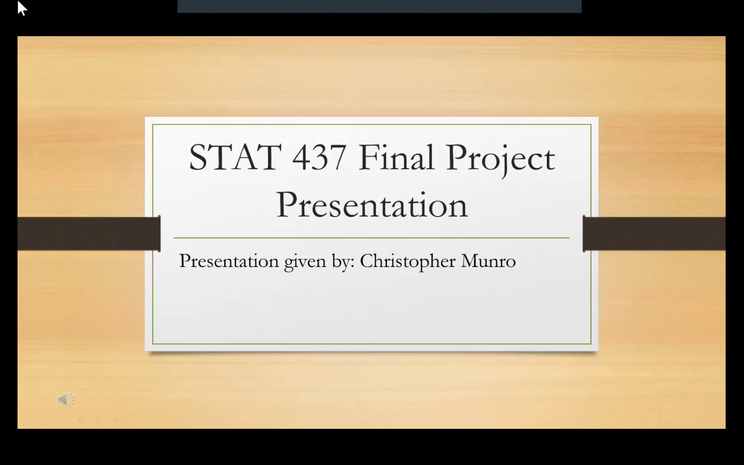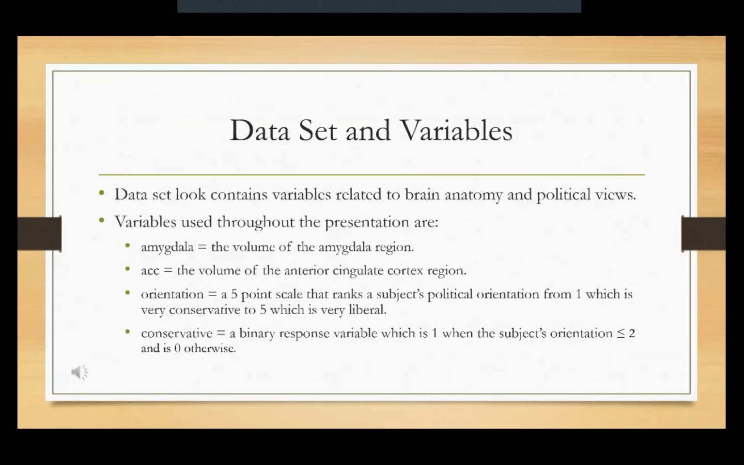This is my final project presentation for STAT 437. The dataset that we are looking at contains variables related to brain anatomy and political views across 90 university students. The variables used throughout this presentation will be amygdala, ACC, orientation, and conservative.